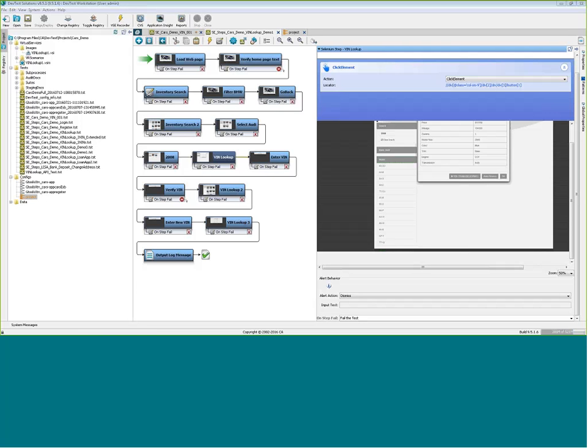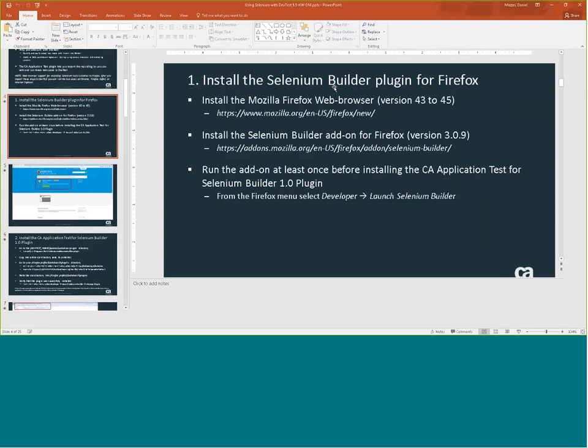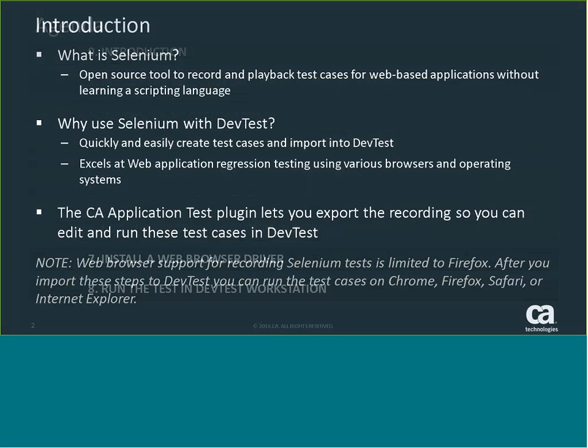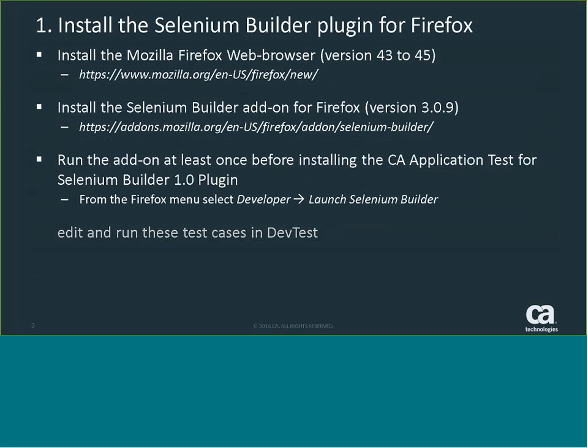Sure. So these are Selenium integration issues really more than DevTest. But when you're using Selenium with Firefox, what you want to do is use version, I think it's 43 to 45. Here we go. So version 43 to 45, that's the one you want to use. Those are supported. And the Selenium Builder plugin should be version 309. And our AppTest plugin for Selenium Builder is version 1.